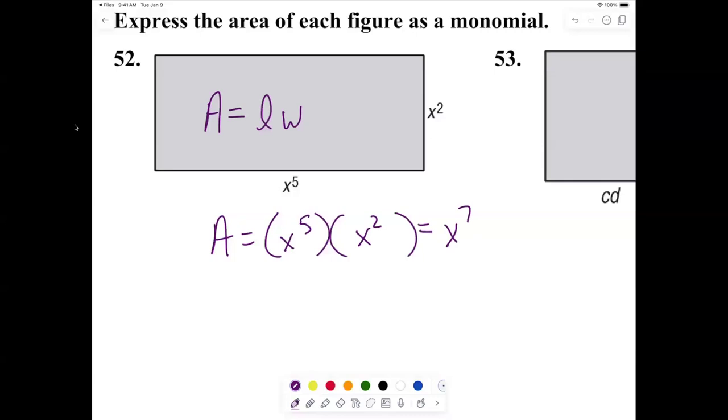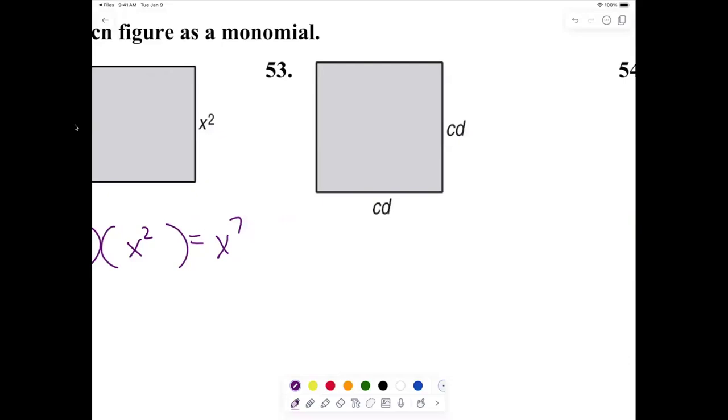All right. Now, 53, that is just a what? What shape? Square. So that is going to be CD times CD. And what's CD times CD? No. Think again. What's CD times CD? No. Tell her. Yes, you're adding the exponents. Come on, peeps. Adding the exponents.